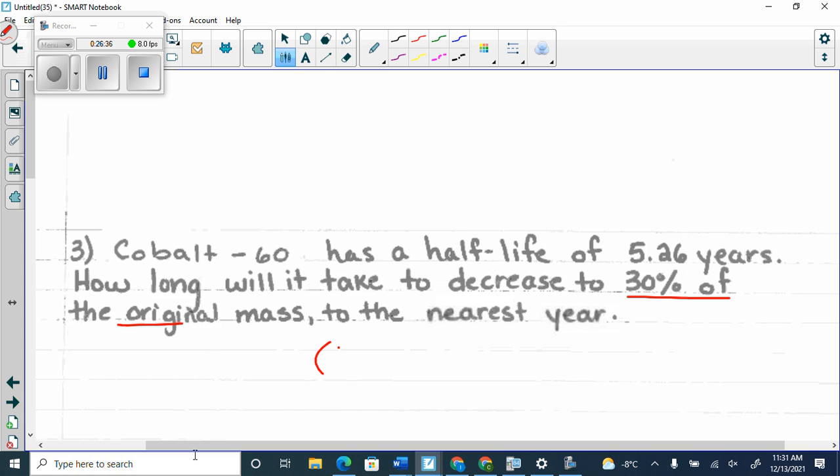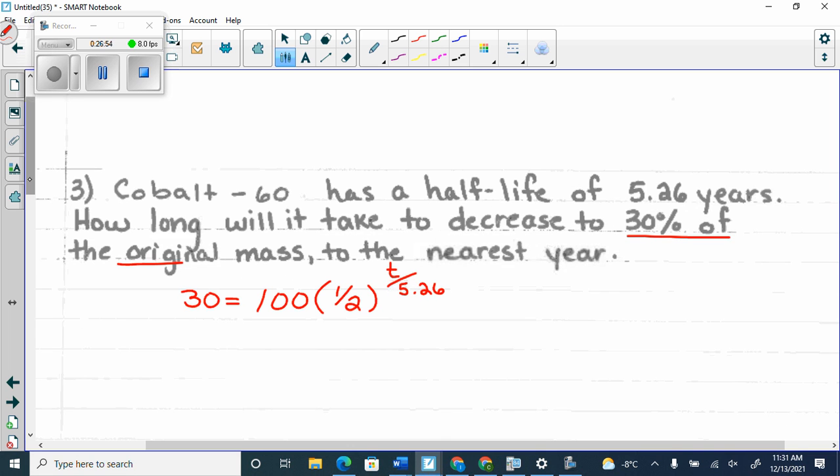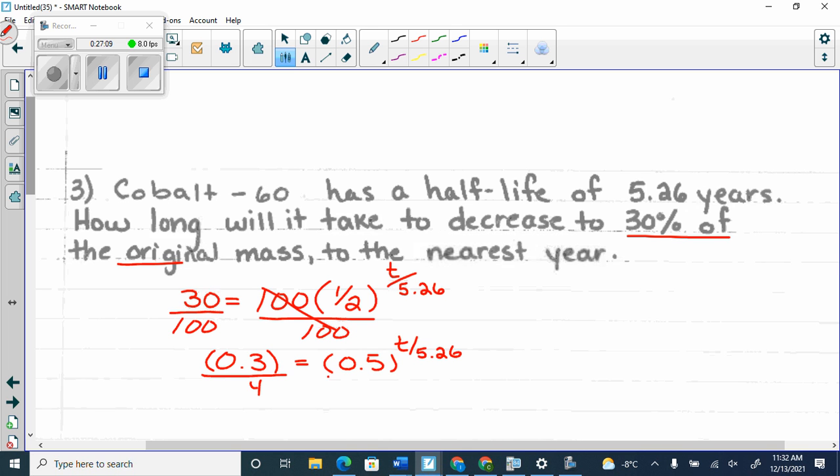So it has a half-life of 5.26 years. That's the period. It halves every 5.26. It's asking me for t. It wants to decrease to 30%. If it's 30%, you can do 1 and 0.3, or I'm going to do 100 and then 30. It doesn't matter. The first thing you have to do is divide by the 100, your initial. So I get 0.3 equals 0.5 to the t over 5.26. Now I have y. I could do y1, y2, but here I have y equals a to the x.